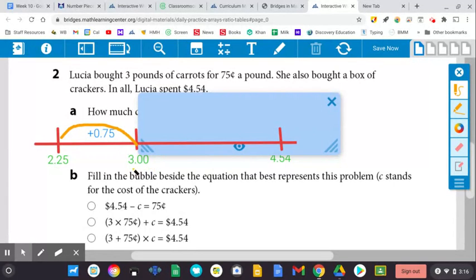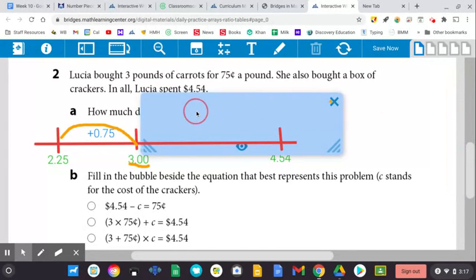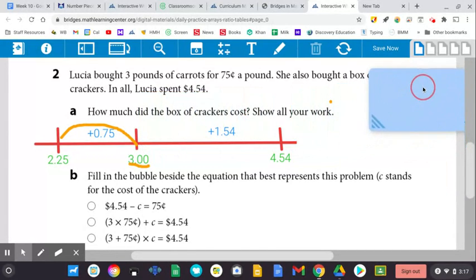Now that we're already at the $3 mark, can we figure out in our heads, if we're at $3, how much more we need to jump to get to $4.54? Think about it. From $3 to $4 is $1. From $4 to $4.54 is 54 cents. So I combined those two and thought about my jump being $1.54.